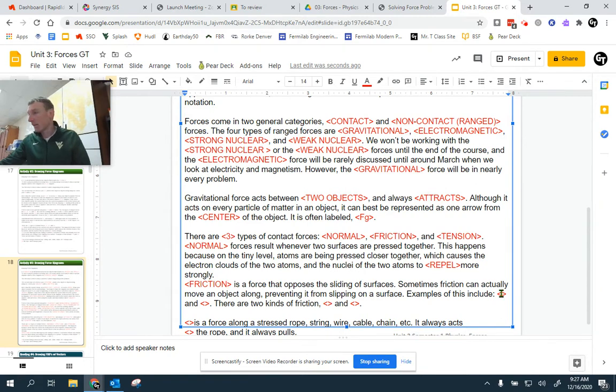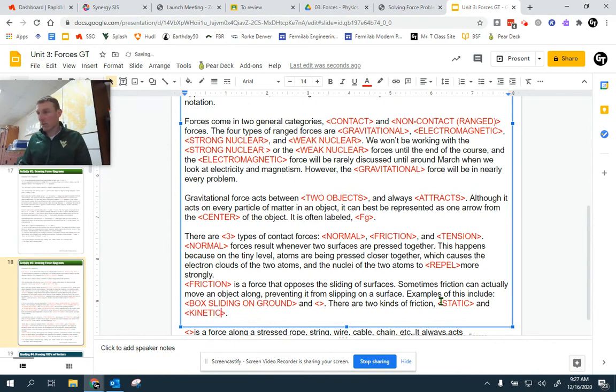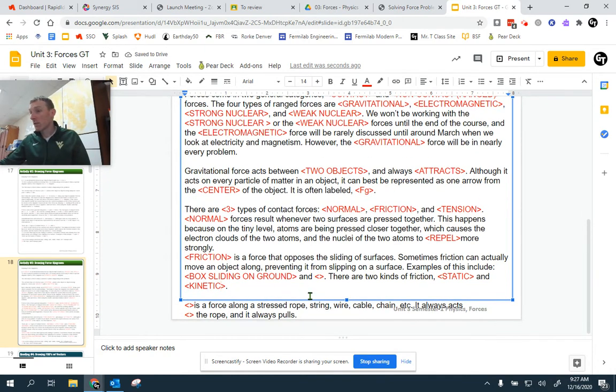All right, we'll talk about examples in class. A box sliding on the ground is one example, and there are 2 types called static and kinetic. We'll talk more about that later.